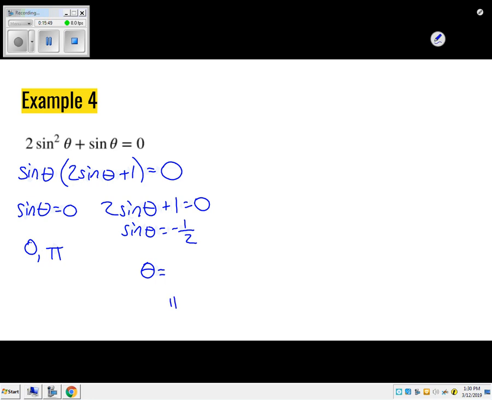Okay, so we have 2 answers. Absolutely, we're going to have third and fourth quadrant. So pi over 6 is my reference angle. What has pi over 6 in the third quadrant? 7 pi over 6. What has pi over 6 in the fourth quadrant? 11 pi over 6. Those are my 2 answers. Make sense? And the 0 and pi. I do have 4 answers on this one.